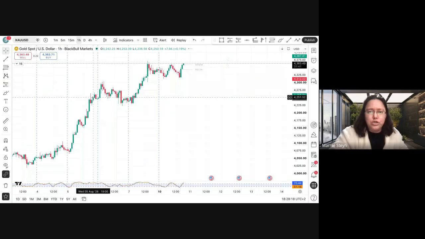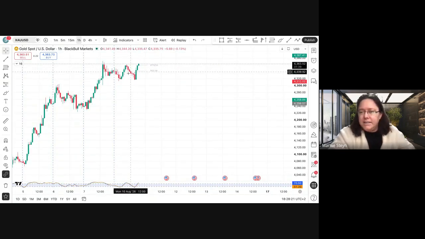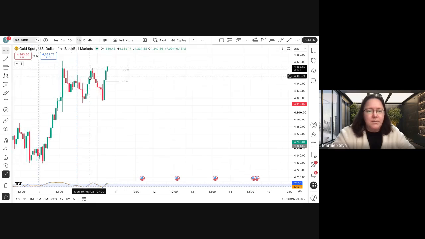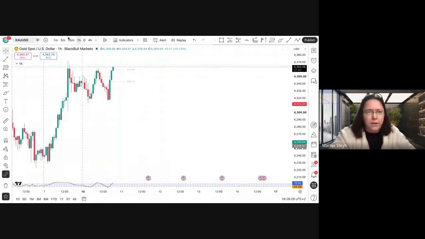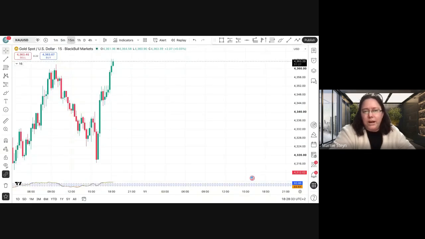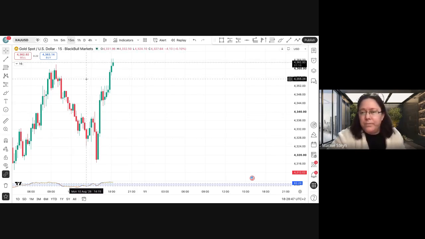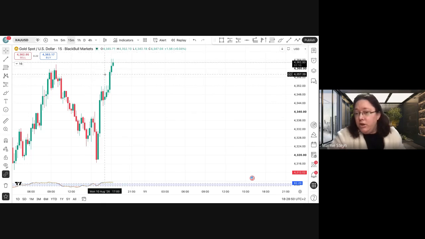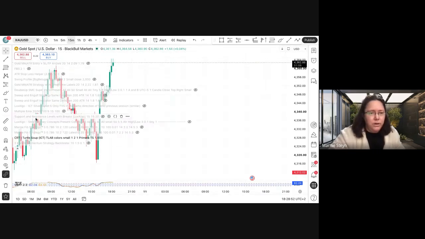Okay, the turtle soup is pretty much just an indicator. It's a CRT concept, but what it does for you is, on the 1 hour time frame, it's not going to mark it out. But now when you go to the 15 minutes, it is going to mark out the 1 hour candle for you. So you don't have to jump between different time frames. You can stick to the time frame that you prefer to trade at, and then it will give you your CRT concept.